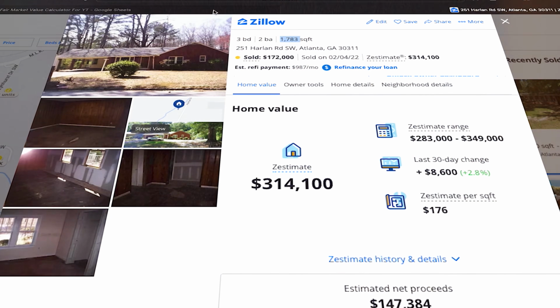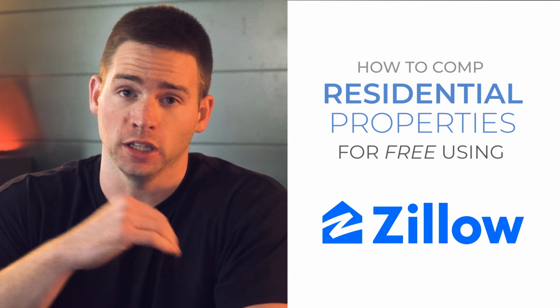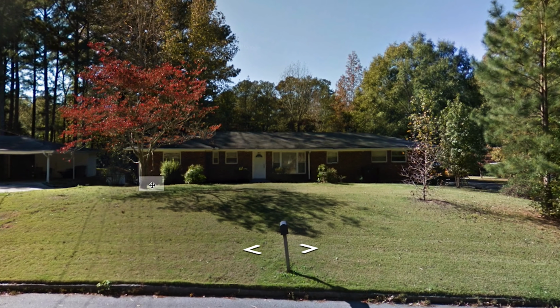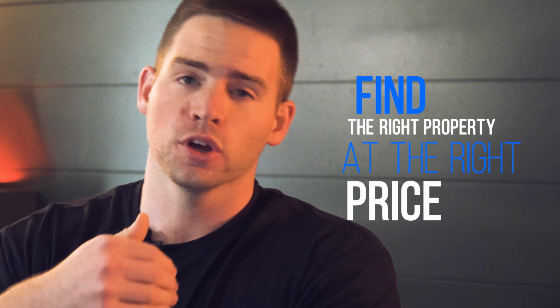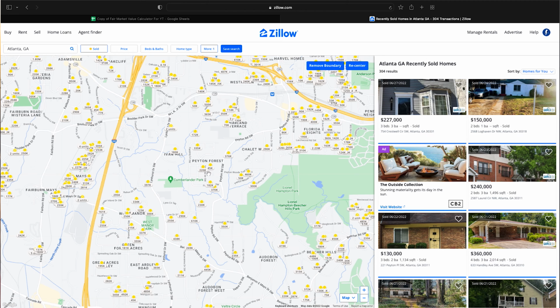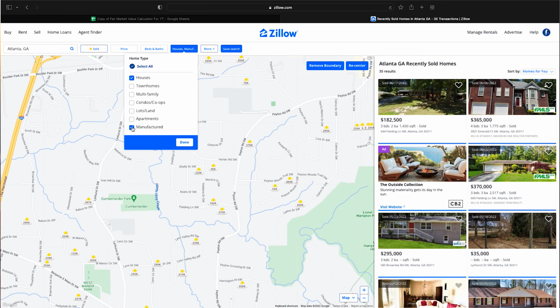How to comp a residential property using Zillow for free. If you find yourself saying, hey, I'm looking at this house, it has cash flow, but I wanna make sure I'm buying it at what it's worth or below what it's worth, I'm gonna show you a very basic way to comp a property using Zillow and a little spreadsheet. Let's dive into the content.